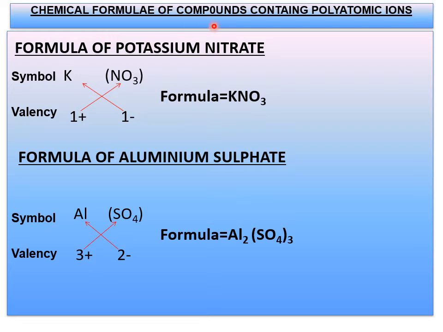Now the chemical formula for compounds containing polyatomic ions. First one is formula of potassium nitrate. Here polyatomic ions, I told. So potassium and nitrate. Nitrate is a polyatomic ion. So already in the rules I mentioned, if it is a polyatomic ion you have to use brackets. So like this the brackets are mentioned here. For potassium you write the symbol K. For nitrate you write the symbol NO3 along with the brackets.